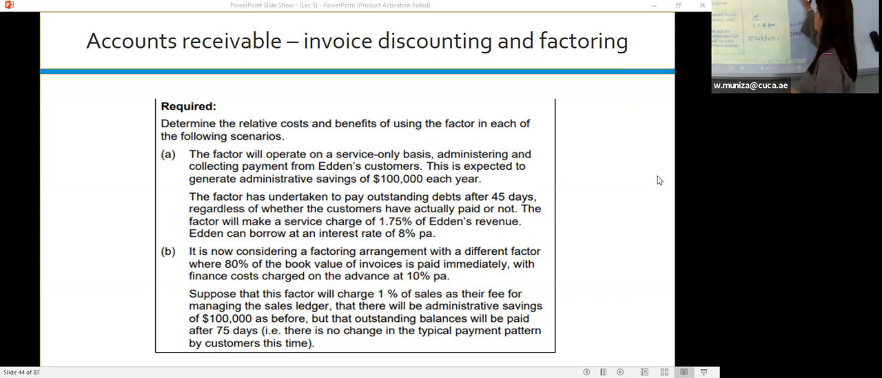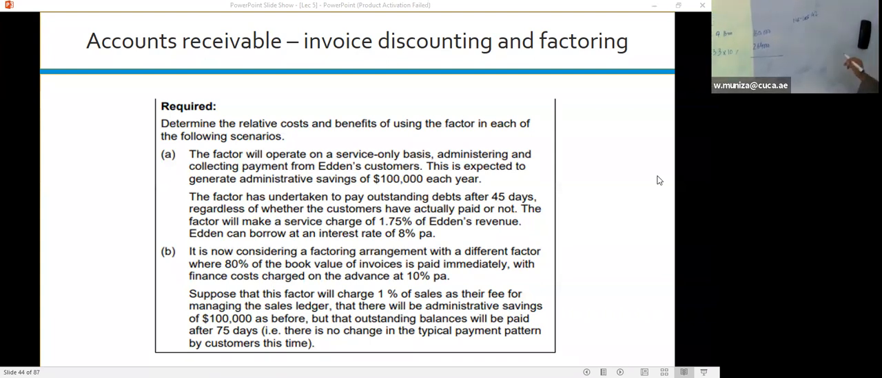211,200. So this will be the benefit, this will be the cost, and you have to tell the net benefit or net cost. How much? 424,000 minus 311,200. Do you get the net benefit or net cost? Cost. Okay, how much? 112,800.